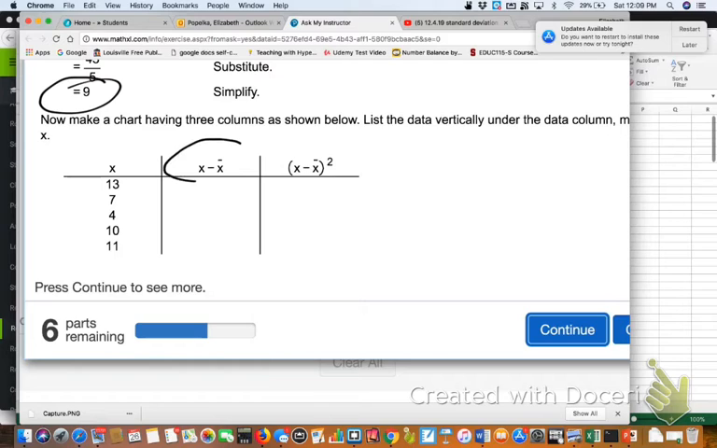So this middle column is telling you to take the number. That's why we have just regular old X. See, there's just our regular old numbers that we started off with in our data set. And because it says X minus the mean, you're going to take each number and subtract the mean. So the mean, of course, which we just figured out, is 9. So we're going to take every one of these numbers and subtract 9 from it. So 13 minus 9.